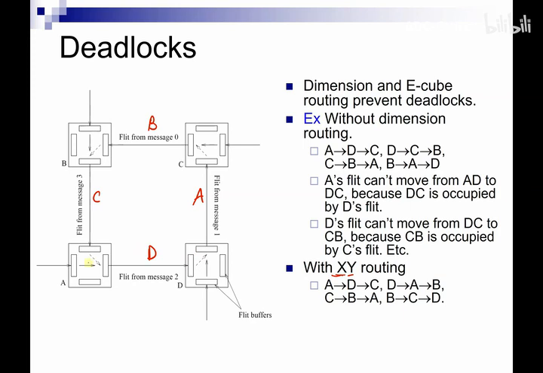At the third time step, C's message has already reached A, right? And A's message has already reached C, right? And then B's message can now travel over here, right? And then D's message can now travel over here, okay? Right. And then on the fourth time step, all of the messages will reach their destination. Okay, so what you see is that if you use dimension routing, then you won't have deadlock.